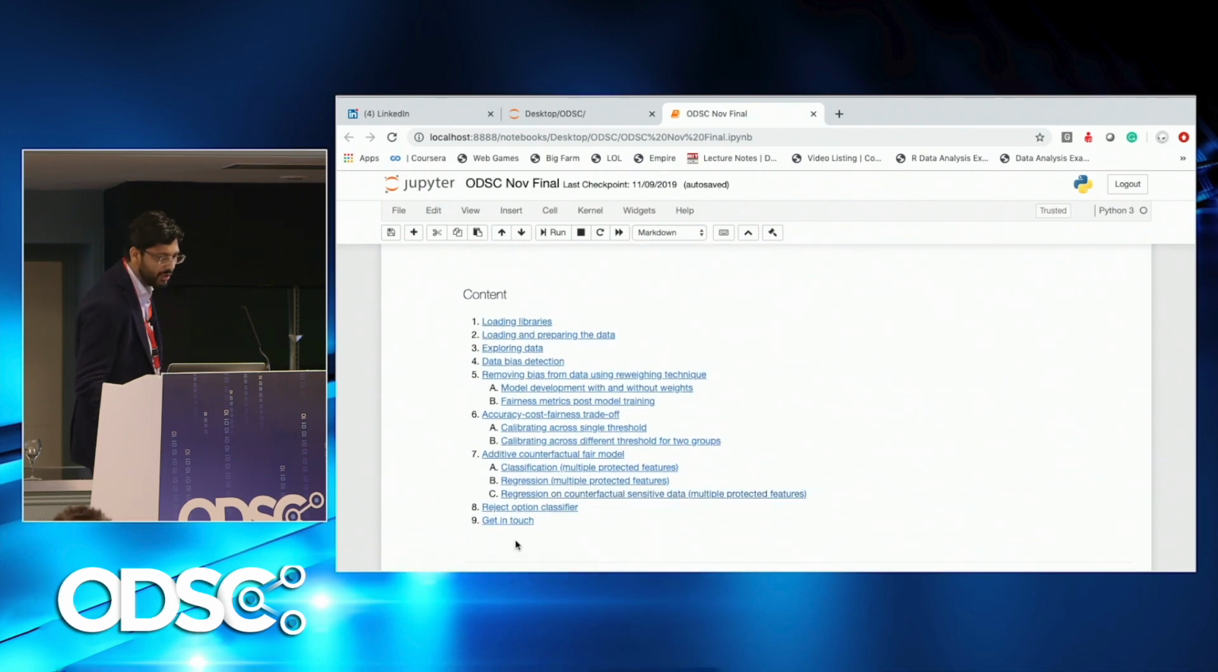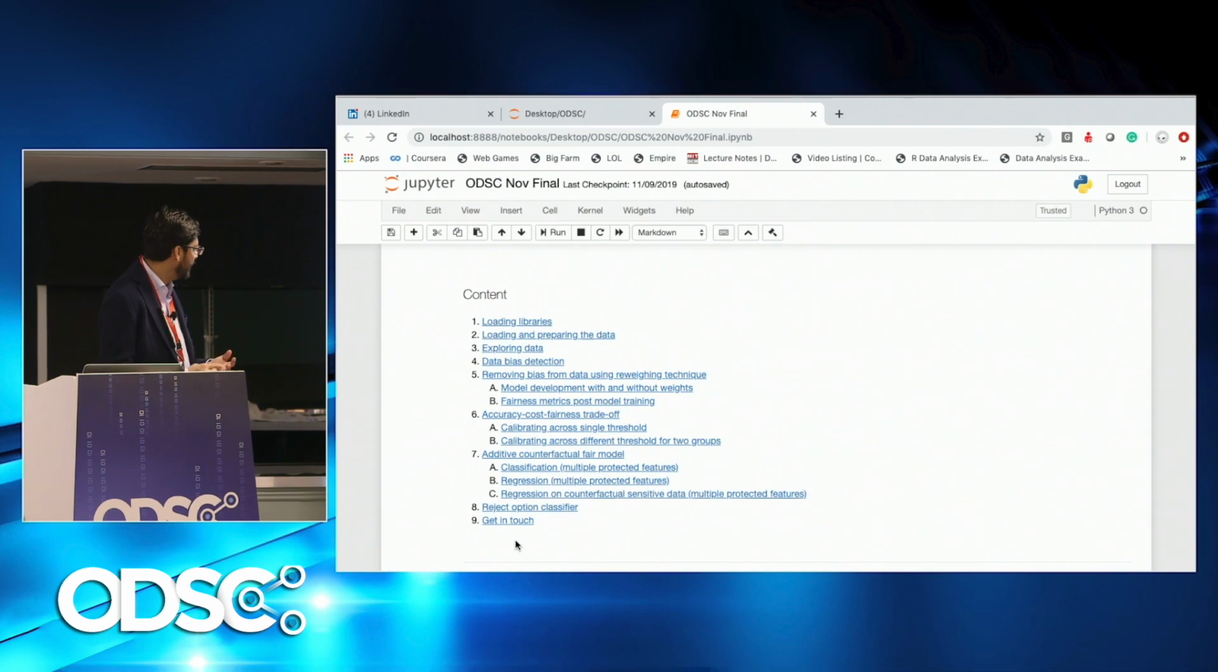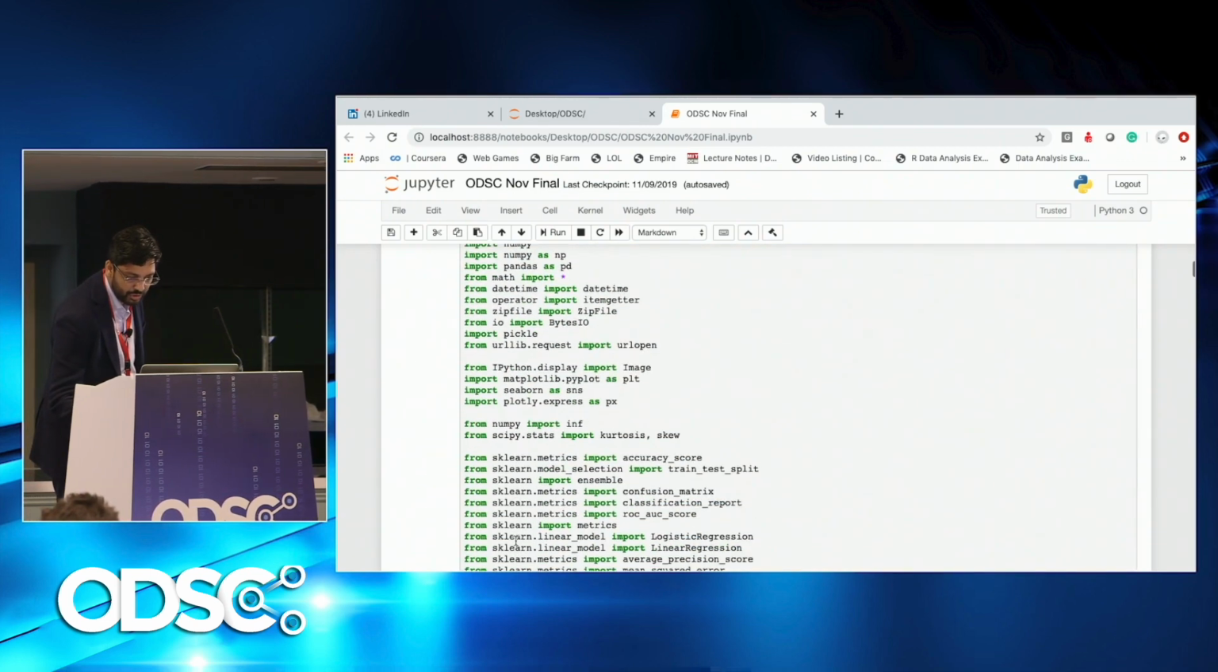So this is how we'll go. We'll load the library, we'll load and prepare the data, we'll explore the data, we'll detect some bias, we'll remove some bias, we'll do a trade-off analysis, we'll then go for modeling technique, then for prediction, and then there'll be something which talks about things.